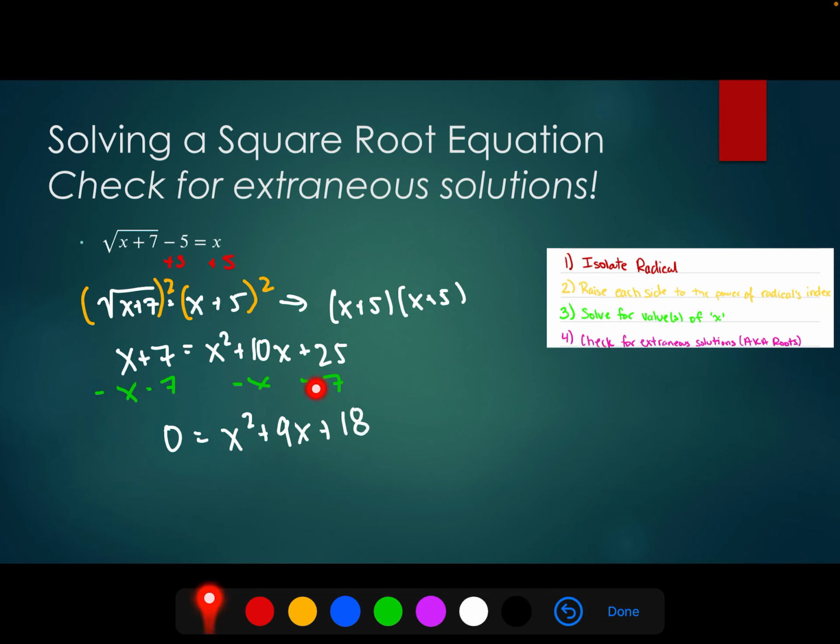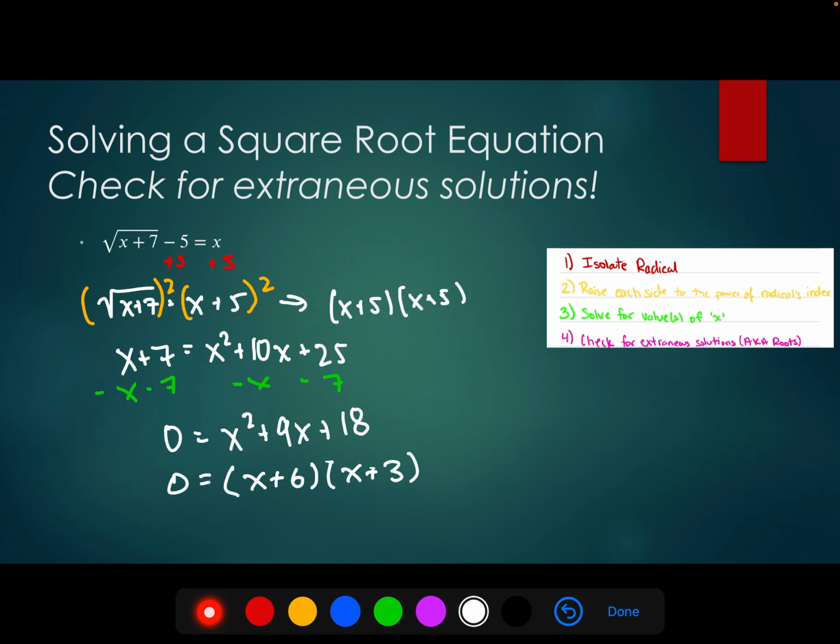And now to solve this, we can either use our quadratic formula, or we can just factor this and use the zero product property. So that's the method I'm going to use. I'm going to factor this x squared plus 9x plus 18. And if we factor it, we see that it will factor to x plus 6 times x plus 3.